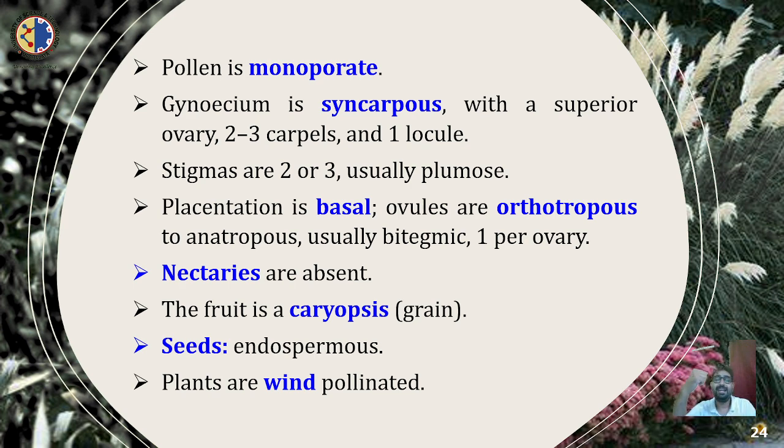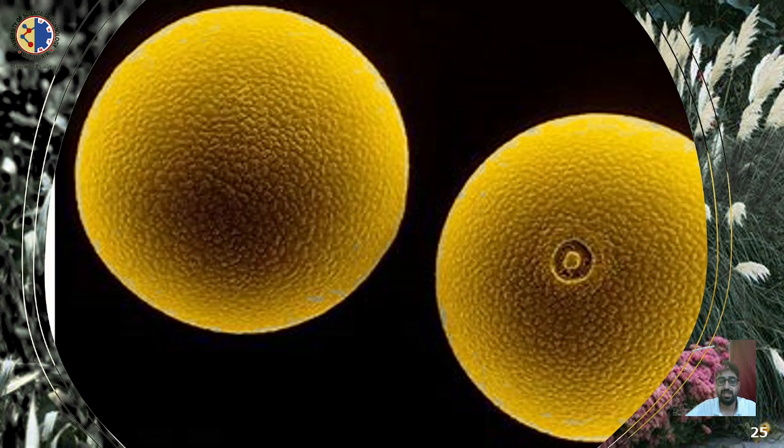Nectaries or nectar glands are completely absent in this family. So the pollination of these species is mostly by wind, because their nectaries are completely absent. Its fruit is called caryopsis or grain, and its seed is endospermic, because it is from the monocot family, and mostly monocot seeds are endospermic seeds.